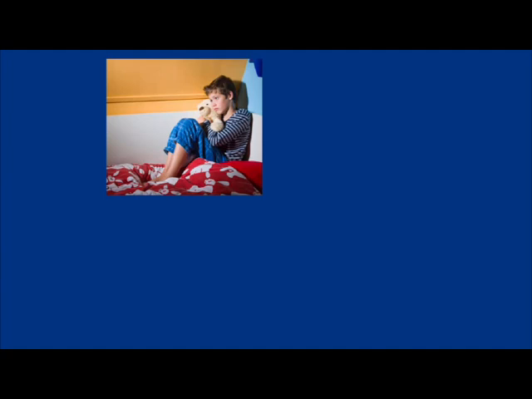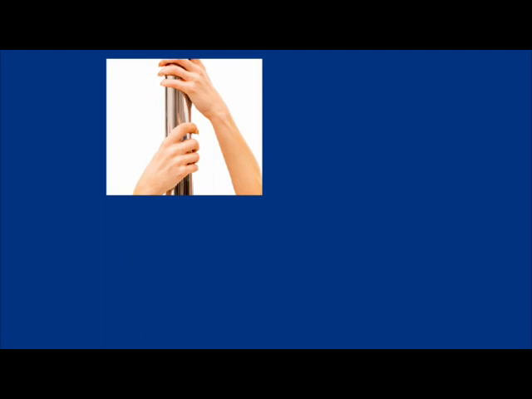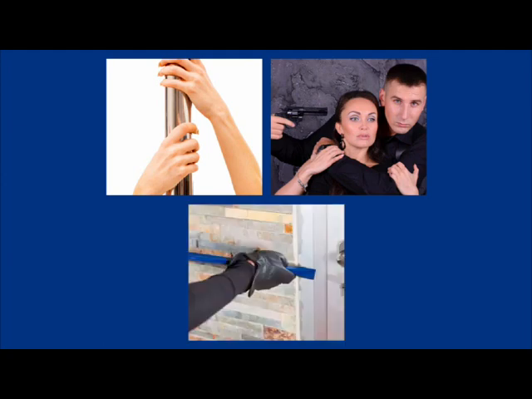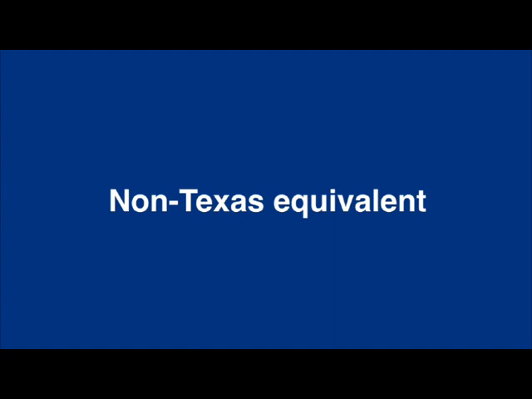Next, sexually violent offenses are defined as offenses committed by a person older than 17, including continuous sexual abuse of young child or children, indecency with a child, sexual assault, aggravated sexual assault, sexual performance by child, aggravated kidnapping with intent to violate or abuse sexually, burglary with intent to commit a sexually oriented felony, or a violation of the laws of another state, federal law, law of a foreign country, or military law substantially similar to these listed offenses.